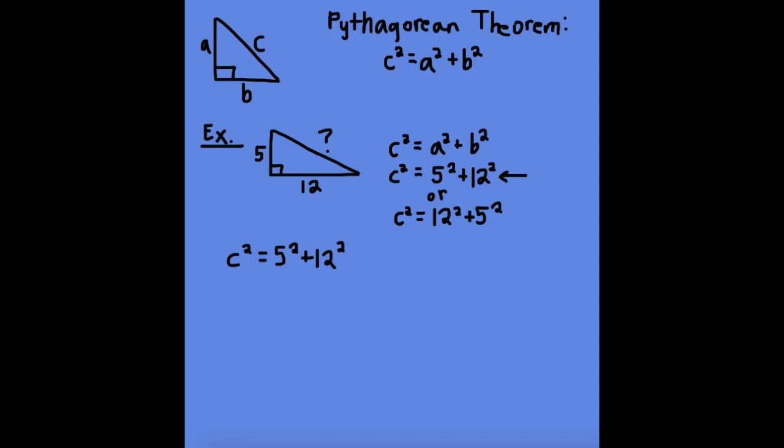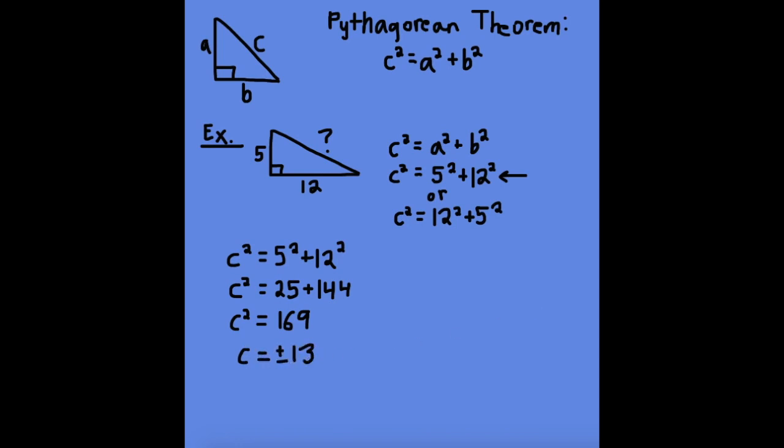5 squared is 25 and 12 squared is 144. Therefore, you will get C squared equals 25 plus 144. 25 plus 144 is 169. So you will get C squared equals 169. Then, you take the square root of both sides, and you will get C equals plus or minus 13.